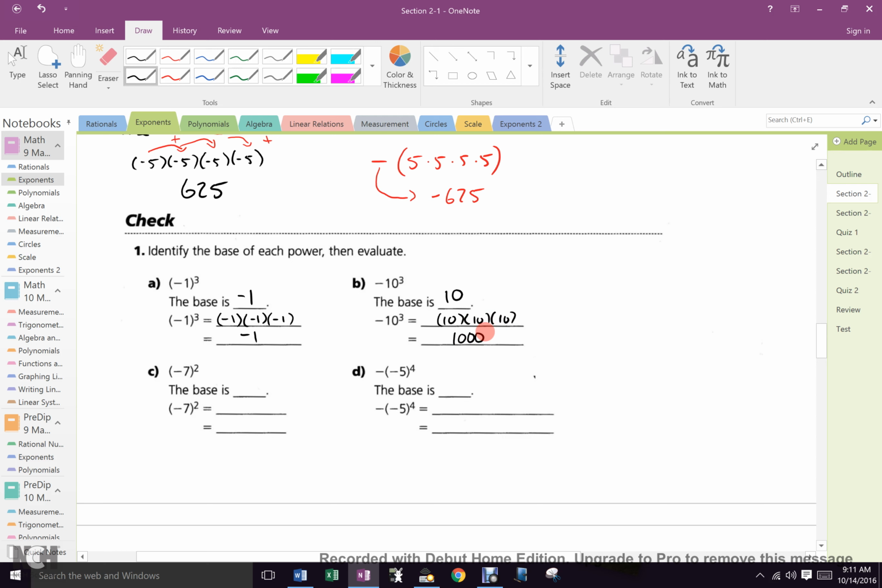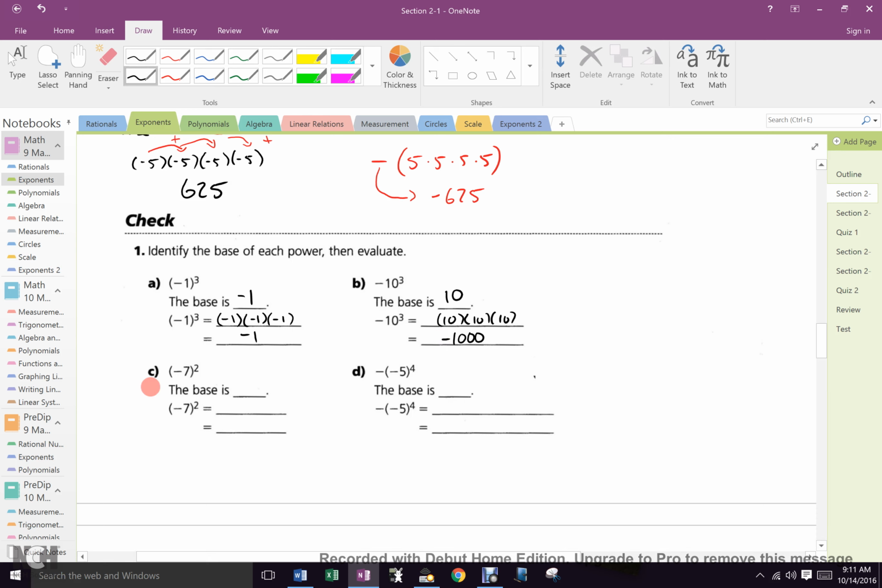But, Ethan, talk to me. Why is it a negative at the front? Because there's no brackets. Does everyone understand that? The brackets are like a fence. They hold that negative in the base.